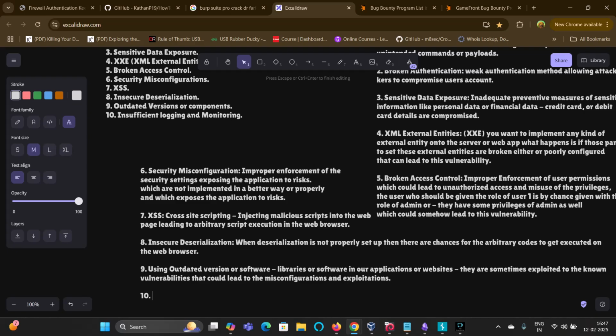Moving on further, we are going to discuss the 10th and last vulnerability, that is insufficient logging and monitoring. You are smart enough to understand it from its name itself. If there is any lack of proper logging or monitoring capabilities, a data breach can happen. This is what insufficient logging and monitoring means.